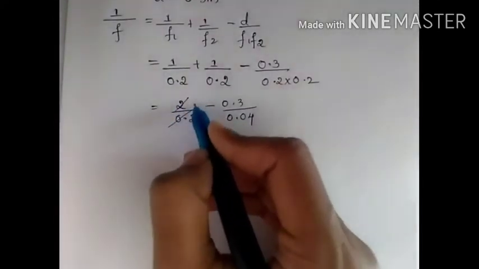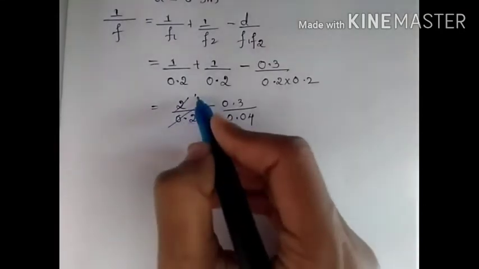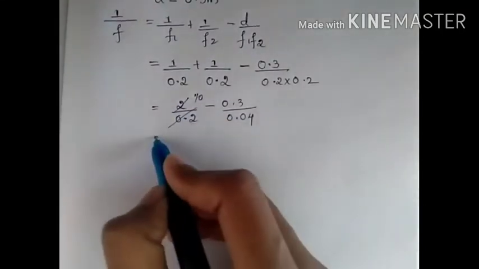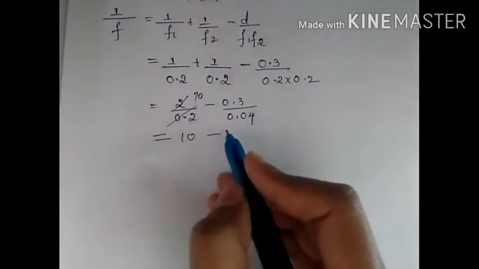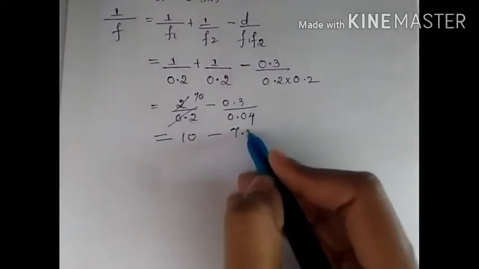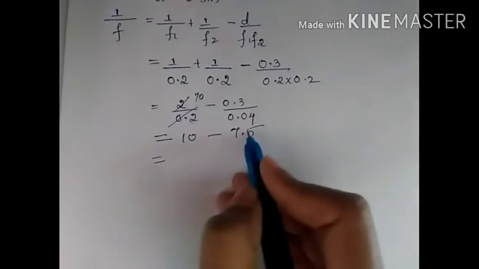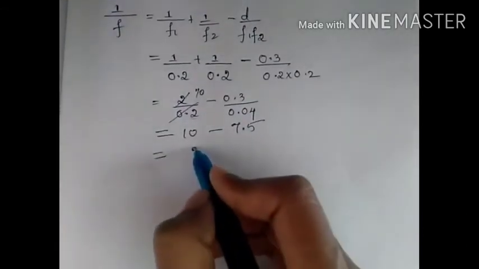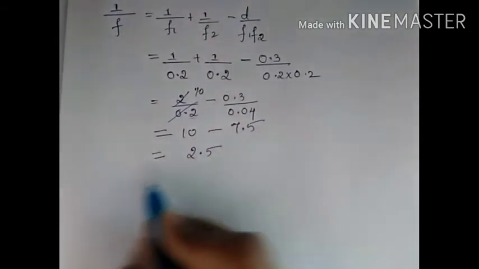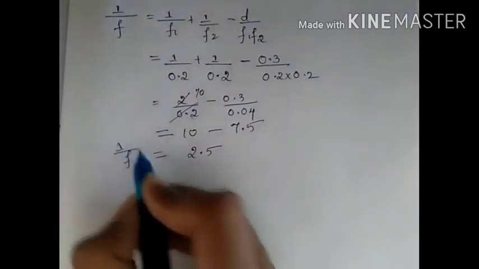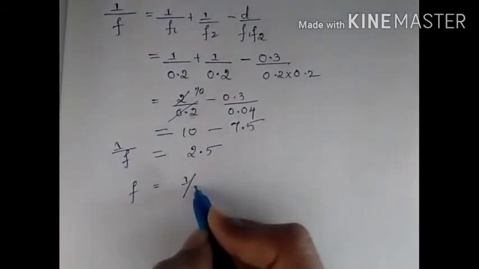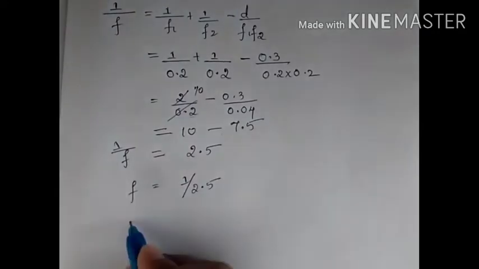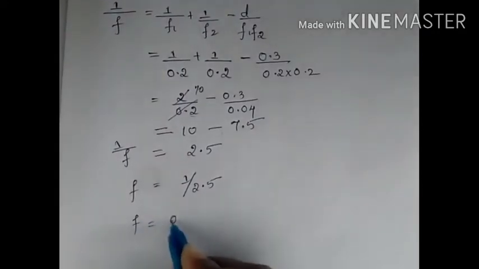So you have 1 by f is equal to 2 divided by 0.2. So 2 by 0.2 is how much? 10 goes here. So 10 minus 0.3 divided by 0.04, which is 7.5. So 10 minus 7.5 is 2.5 and that is 1 by f. So if you need f, it will be 1 divided by 2.5, that gives f is equal to 0.4 meters.